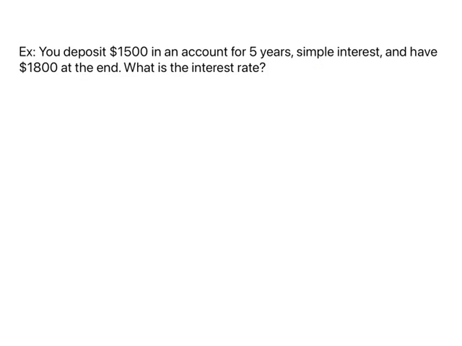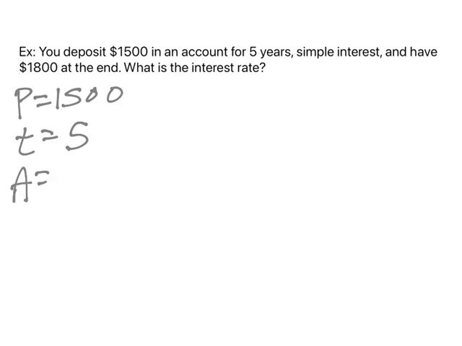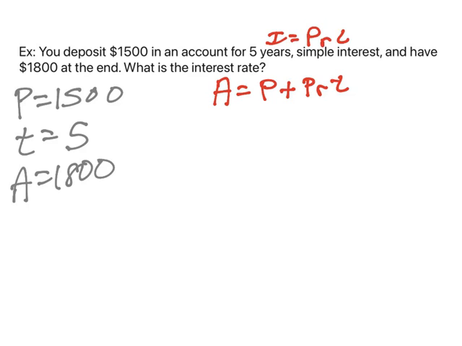Let's do another one. You deposit $1,500 in an account for 5 years, simple interest, and have $1,800 at the end. What's the interest rate? Okay, write what you know. I deposit $1,500. That's p. 5 years is time, and the amount is $1,800. So we're going to do the same process. The amount at the end is the principal plus the interest. And again, interest is the same as PRT. So I can just plug that in, PRT.